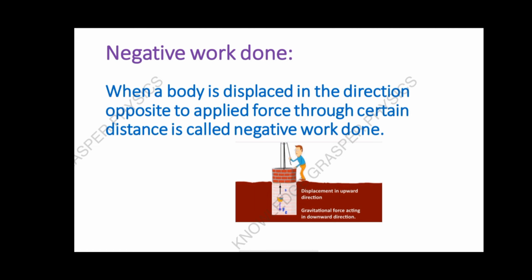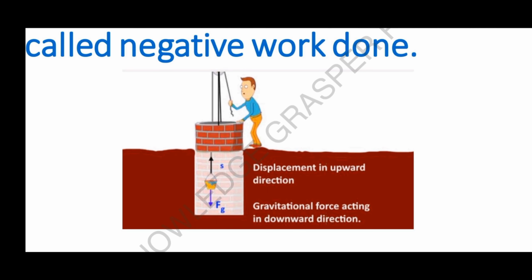Next is negative work done. When a body is displaced in the direction opposite to the applied force through a certain distance, it is called negative work done. It means we apply force on an object but the body is displaced against the direction of the applied force. It is negative work done. So for example, in this image, negative work is done because the body is moving upwards against the force of gravity. So it is negative work done.